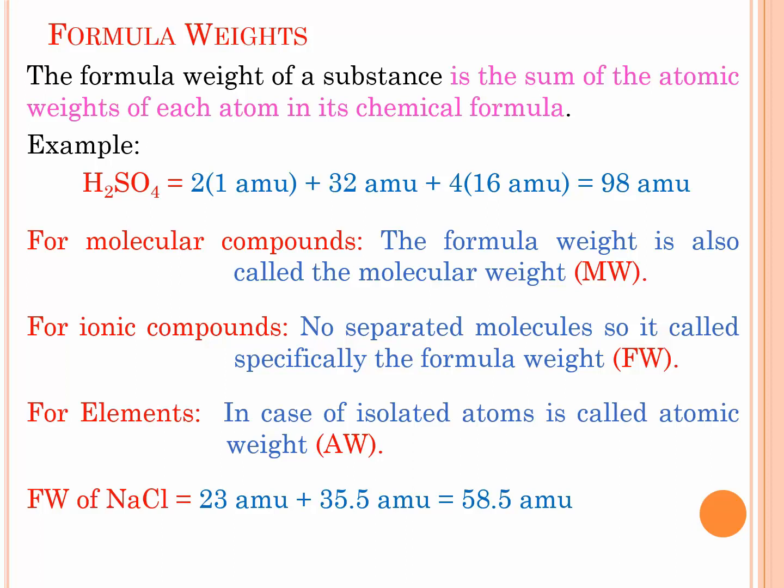Now for molecular compounds, the formula weight is also called the molecular weight. For ionic compounds, however, there are no separated molecules, so it is called specifically the formula weight. For elements, in the case of isolated atoms, it is called atomic weight. So here the formula weight of NaCl is the atomic weight of sodium, 23, plus 35.5 for chlorine, and it is 58.5 AMU.